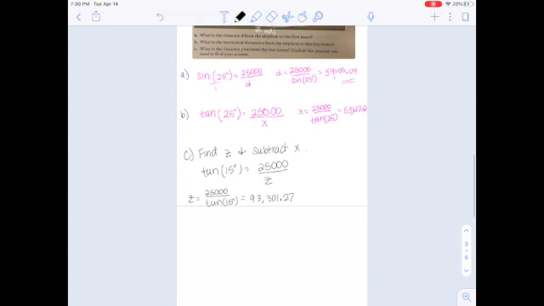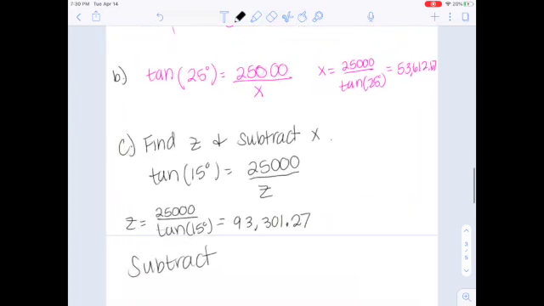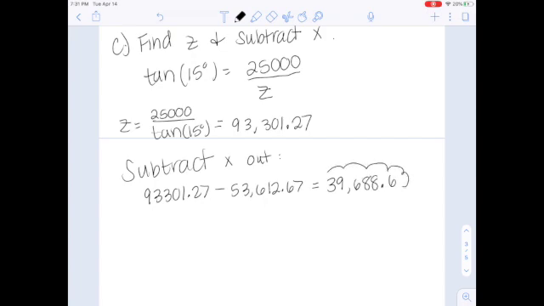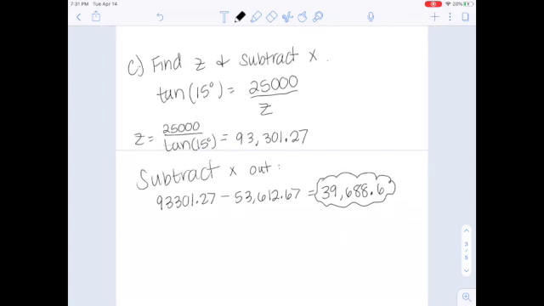Remember to subtract out that x value. So subtract x out. So 93,301.27, and subtracting out your x value of 53,612.67. That will give you a y value of 39,688.6. Whoop, whoop. You did it.